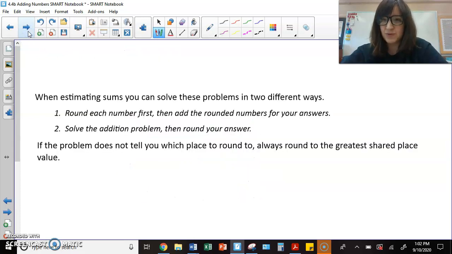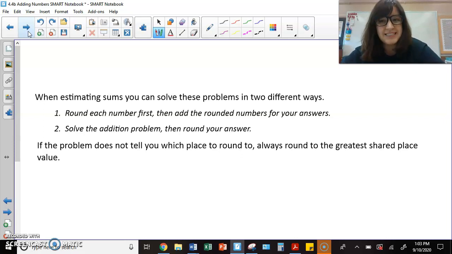So a lot of times we need to find the exact answer for something. However, sometimes we just need to have an estimate. We don't always need to know the right exact amount for everything that we do in real life. So when you're estimating a sum, you can solve those problems in 2 different ways. You can round each number first, then you can add the rounded numbers for your answer, or you can solve the addition problem first, then round your answer at the end.